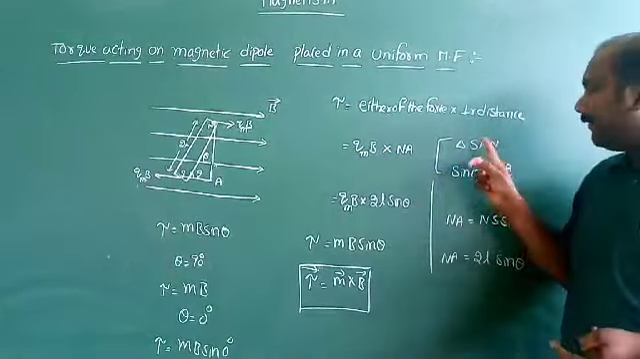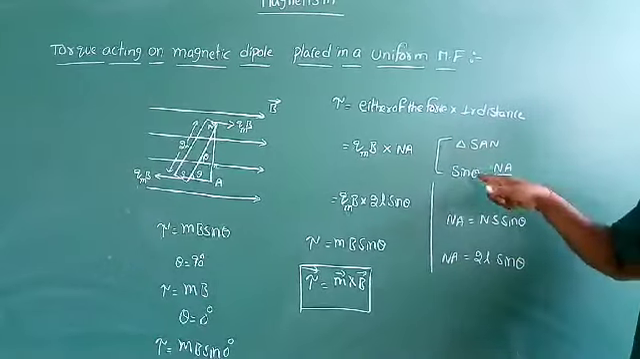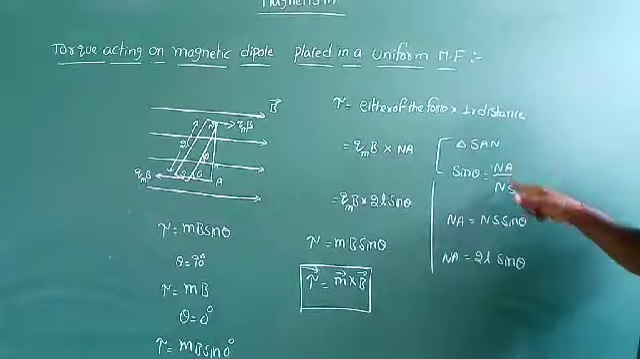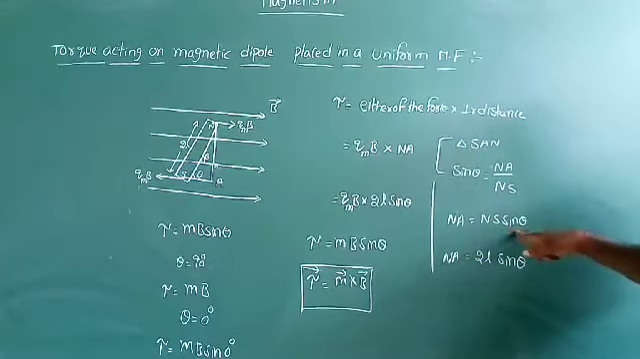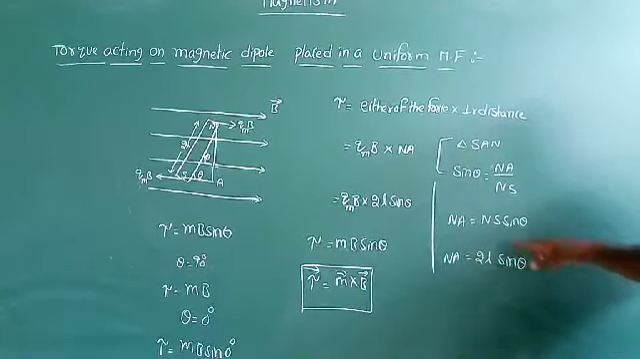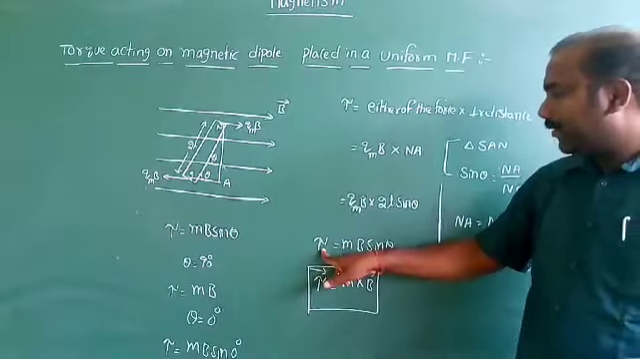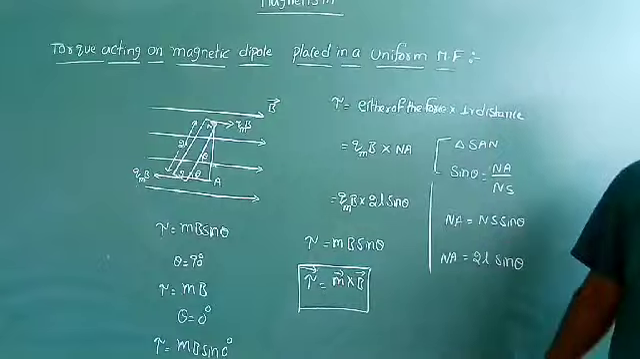That NA value I can find by using the triangle SAN. Sin theta is equal to opposite side by hypotenuse. So NA by NS, NA is equal to NS sin theta, or NA is equal to NS, whose value is 2L, sin theta. Later I substitute, and finally I got tau is equal to mB sin theta.